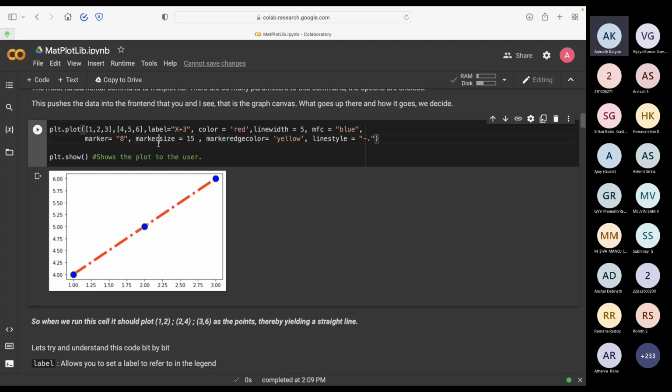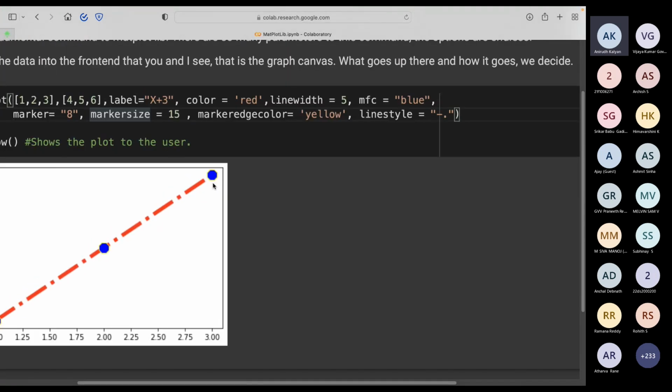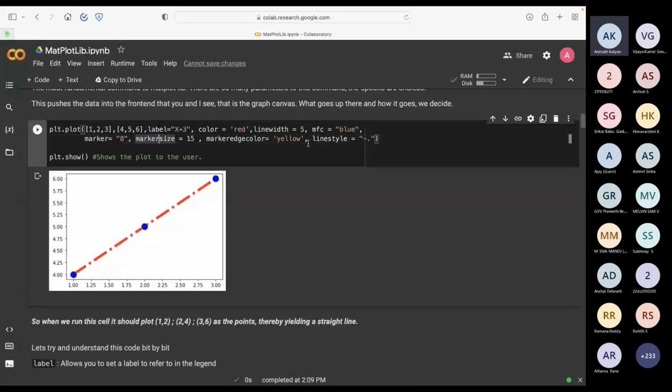So I've given marker equal to 8, marker size equal to 15 pixels across, and marker edge color. It's not very visible here, but if I zoom in very closely, you'll notice there's a yellow tinge at the end. So that is where marker edge color comes into play. Line style also matters. So here, line style I've passed in a string that is dash and dot, which corresponds to a dash-dot line. And there are other variations also available. Now, if I just put a single dash, you will get a straight solid line. If I put a double dash, you'll get a dashed line.